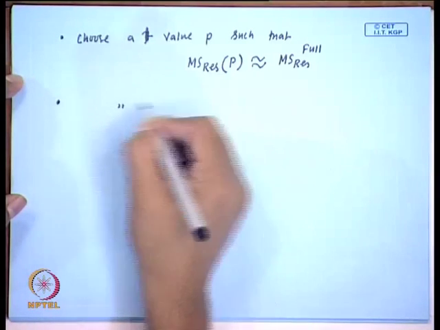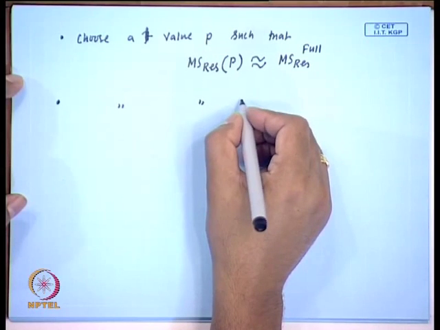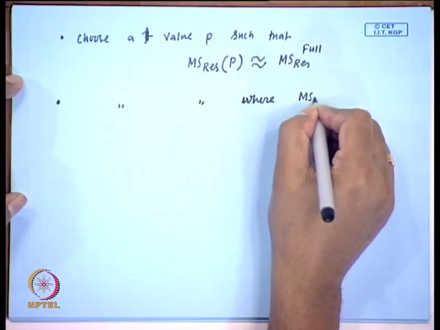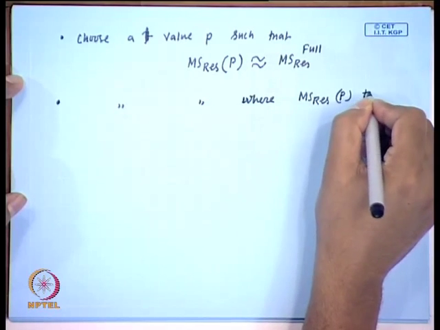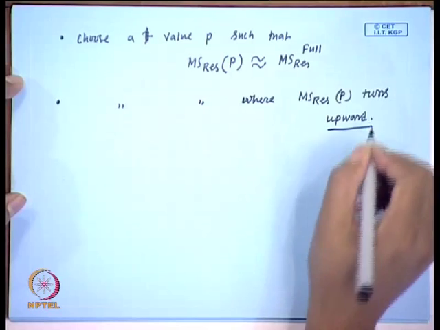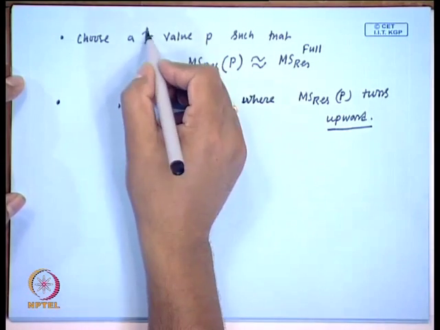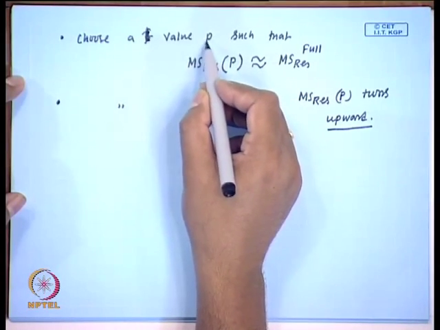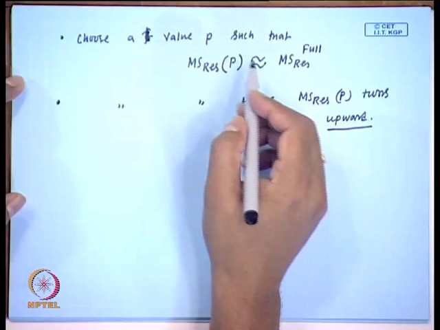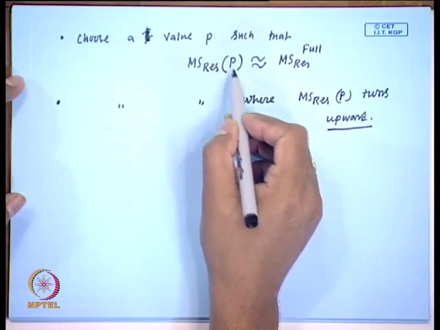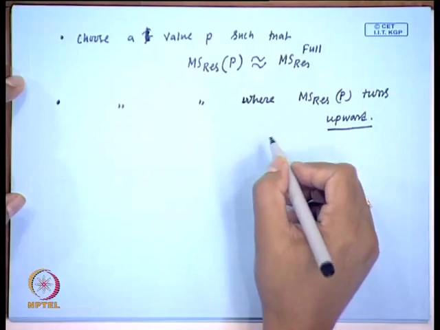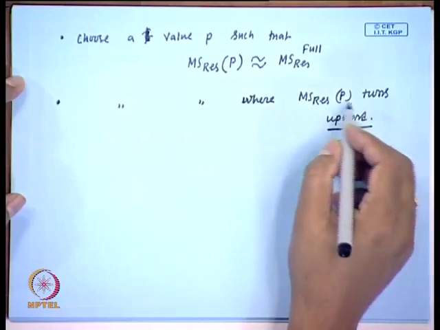Or we choose a value of p such that the value of p where MS residual p turns upward. So, here these are the selection criteria. Either you choose a p, in fact it is the number of regressors in the regression model plus 1, p minus 1 regressors, such that the MS residual p is almost close to the MS residual for the full model. Otherwise, you choose a p such that from that point MS residual p turns upward.